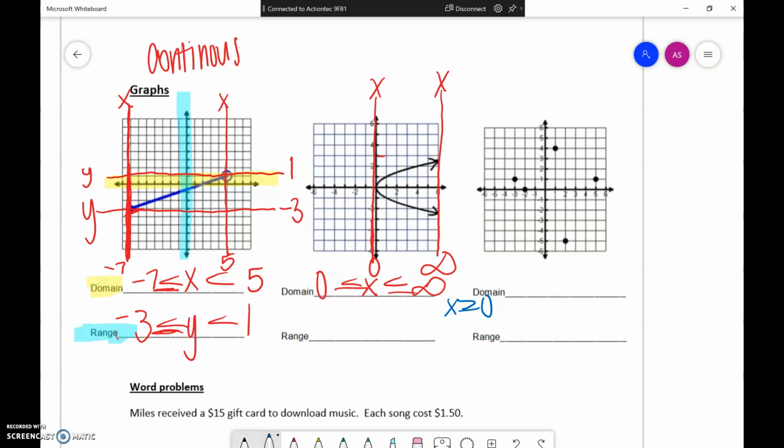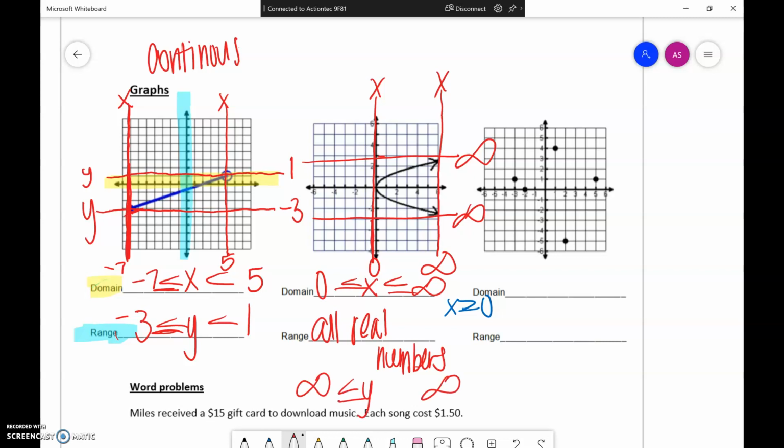All right, for our range, bottom to top. So it's arrows on both ends. So it's going from negative infinity to infinity. So what that means is it's all real numbers. Or you may see them write negative infinity to infinity like this. Okay, so make sure you know that those are the same. And this is also a continuous graph.